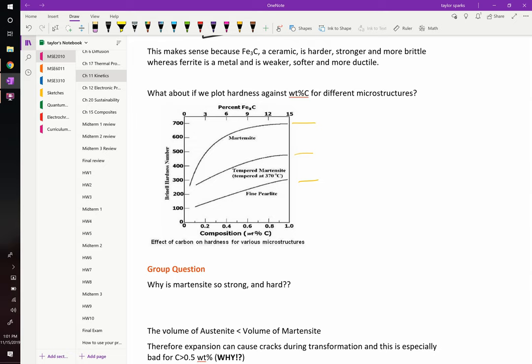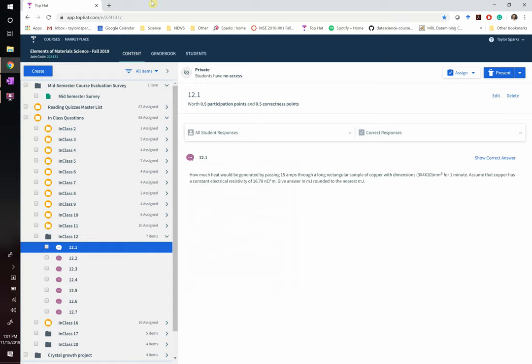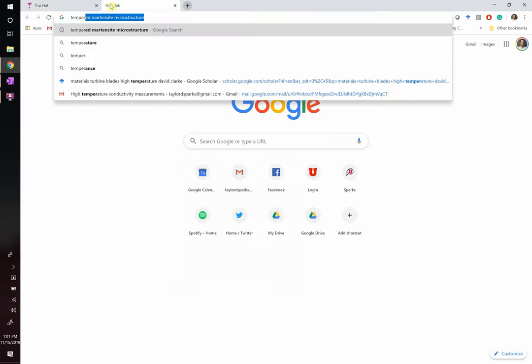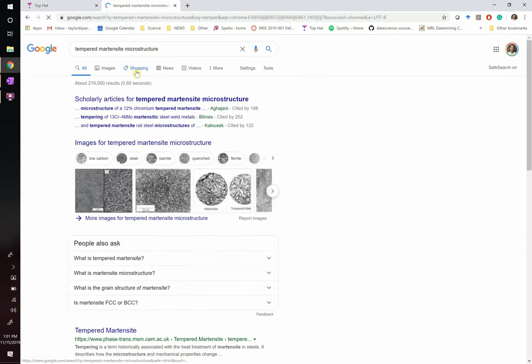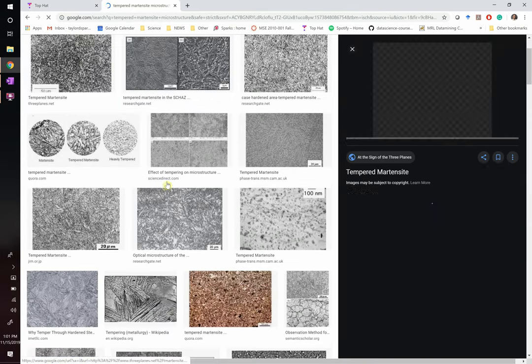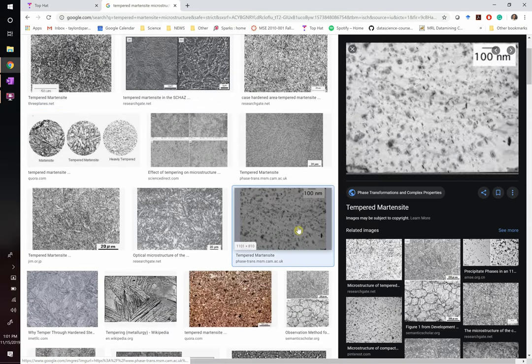Yeah, Alex? I remember you said that with tempered martensite, it becomes kind of like spheres or little specks. Yeah, it looks sort of like, we showed its microstructure. So why do you get this tempered martensite structure where it has a bunch of little specks dispersed everywhere?